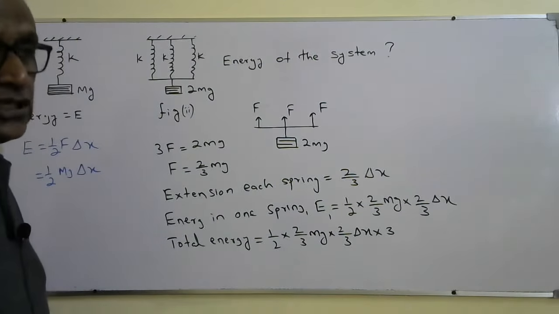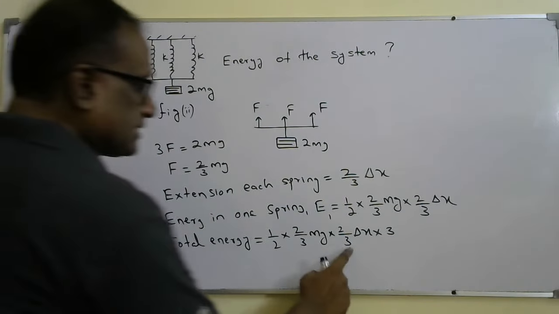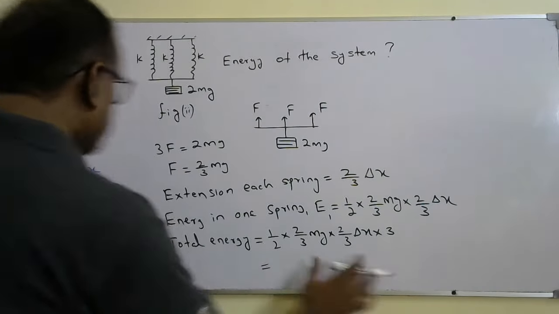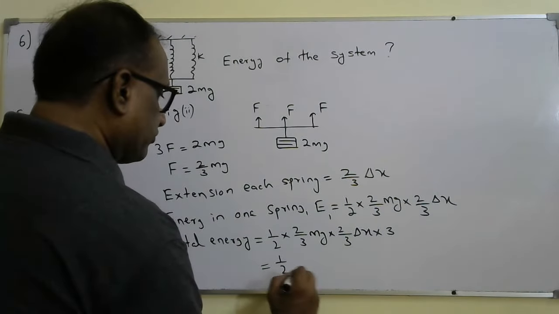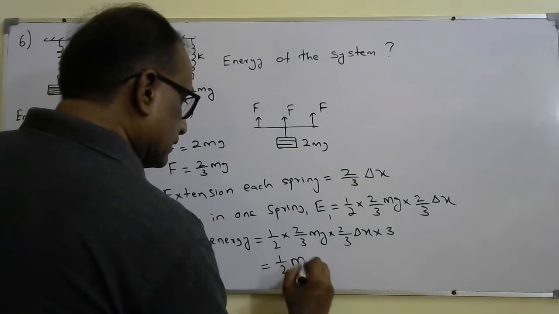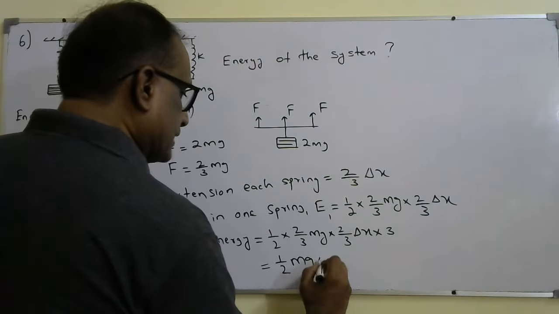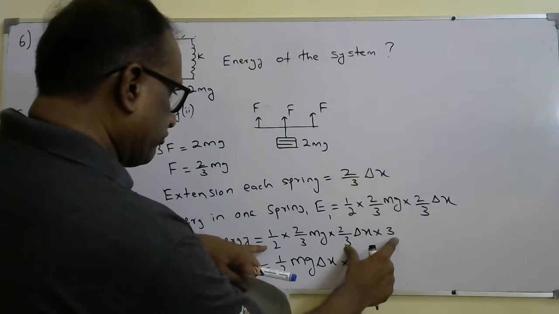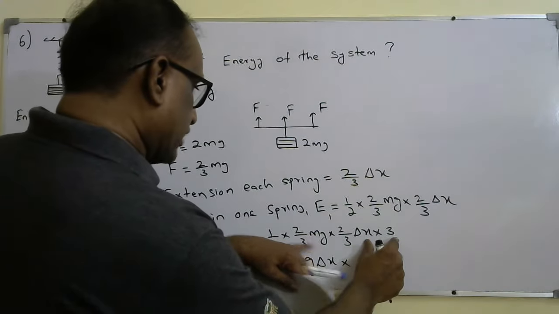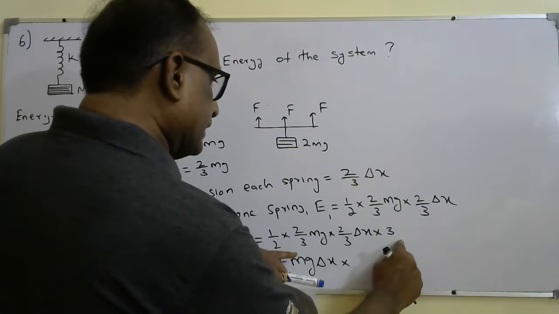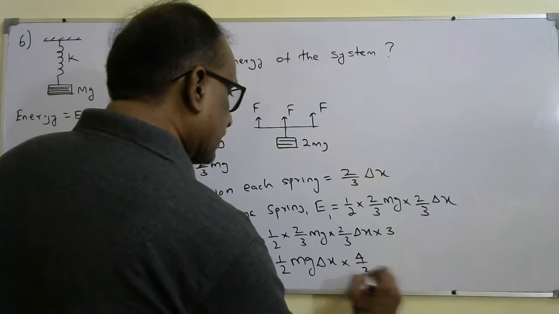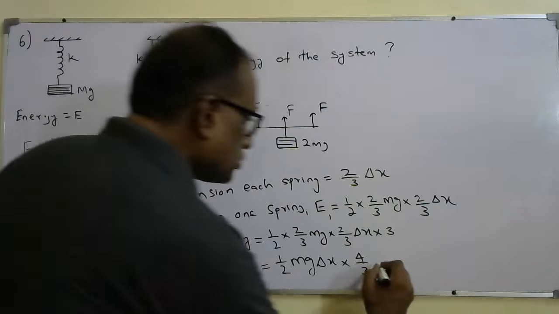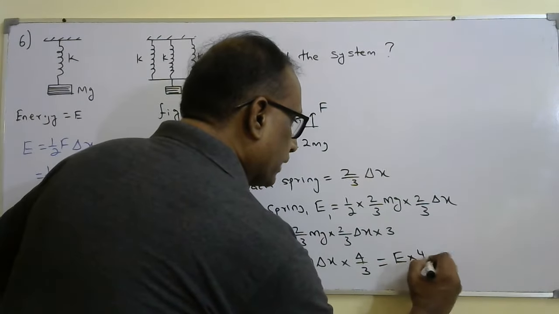So I should take and rearrange this one in this format. So half, then mg times delta x, times this 3 and this 3 got cancelled. Now half mg delta x, I wrote it 2 into 2. There, this 3 and this 3 got cancelled. So 4 by 3. So half mg delta x, that is E. So it's going to be E into 4 by 3. So the energy stored in the system is 4E by 3.